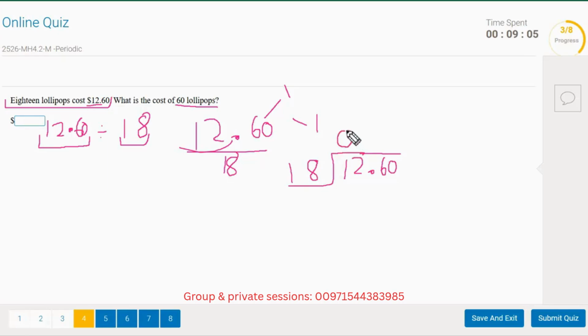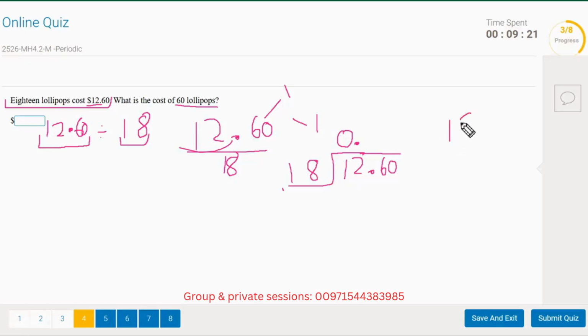1260, so you put 0 point up, 0 point up, and then you multiply. Remember, 12 is a really small number. And whenever we're doing division, we also need to take the help of multiplication.